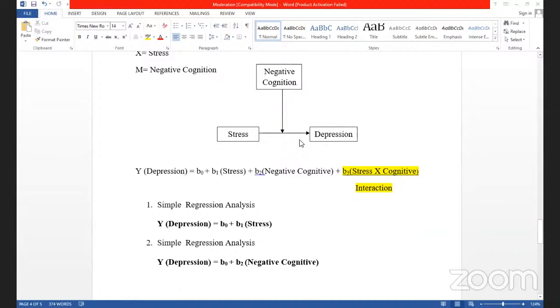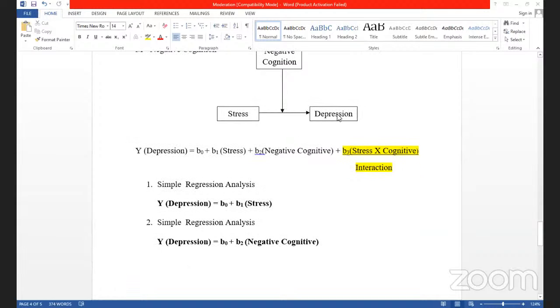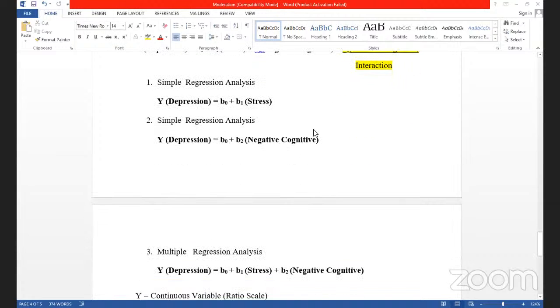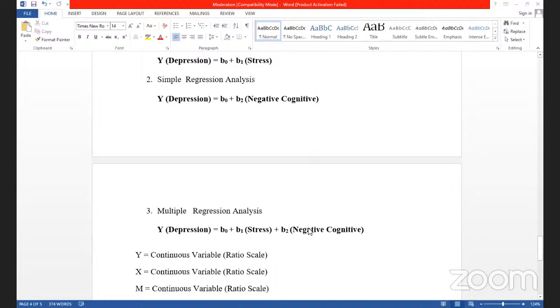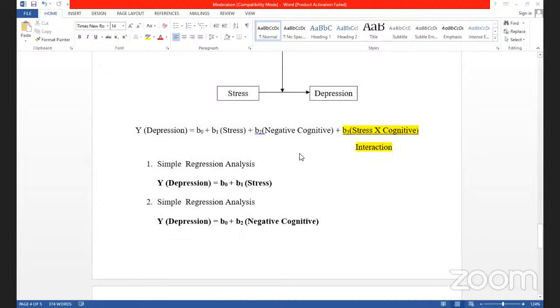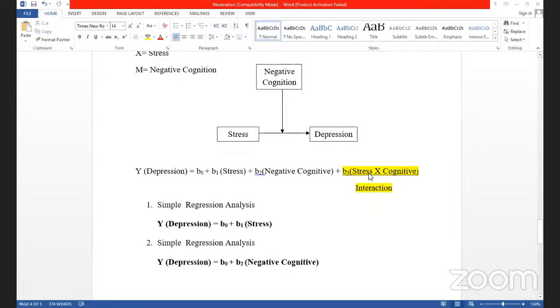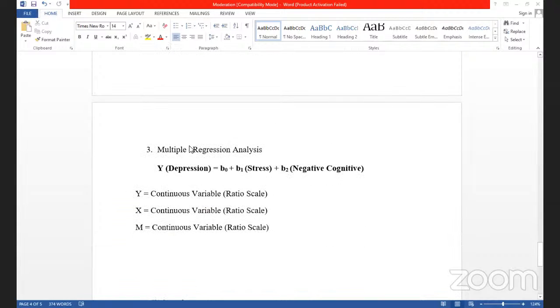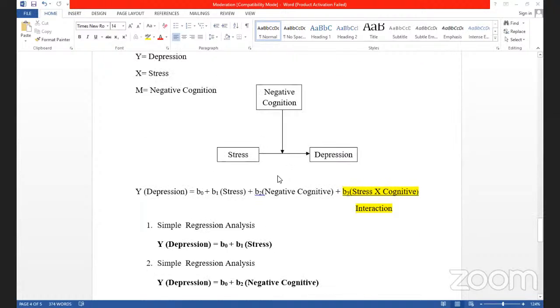Now first of all, we will perform simple regression analysis. It means we want to find the relationship between depression and stress, then we will find the relationship between depression and negative cognition, and third, the relationship between stress and negative cognition, and fourth, we will add the interaction term also. So we will use all the three variables, and all the three variables are continuous. Okay, so I am showing you the case study of this.